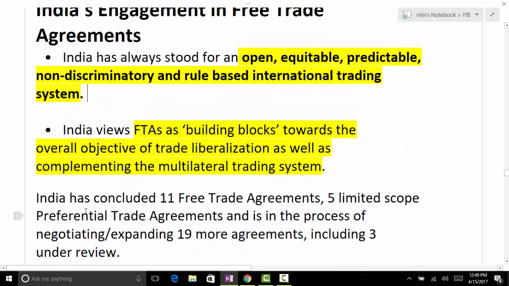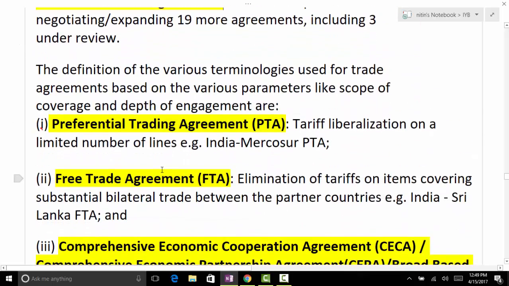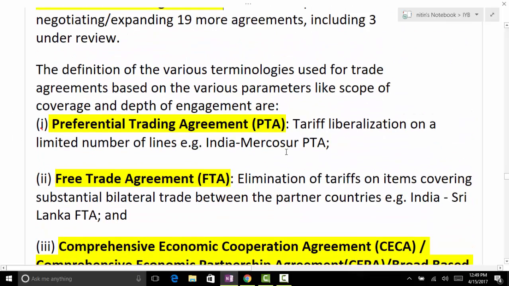Now discuss how much India has signed. India has concluded 11 FTAs, 5 limited scope PTAs, and is in the process of negotiating or expanding 19 more. Just remember, we have 11 FTAs and 5 PTAs. Now, what is PTA, FTA? Different terms are these. Go through them. You might have read them in your economic classes. So, PTA is trade liberalization on a limited number of lines, like India Mercosur PTA. FTA is elimination of tariffs on items covering substantial bilateral trade between partner countries, like India, Sri Lanka.